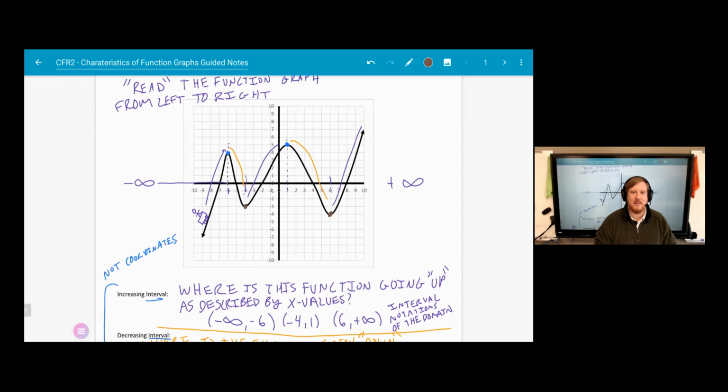All right, Algebra 2, welcome back to part 2 of CFR2. So far, in part 1, we've talked about the increasing and the decreasing. We've talked about the hills and the valleys. We've got a few other things that we need to talk about when we're describing functions and function graphs here. So in this case, what I want to do is move on.